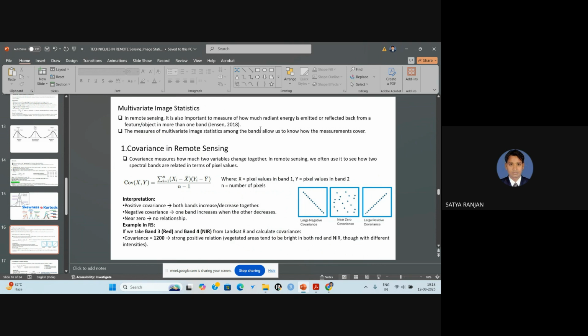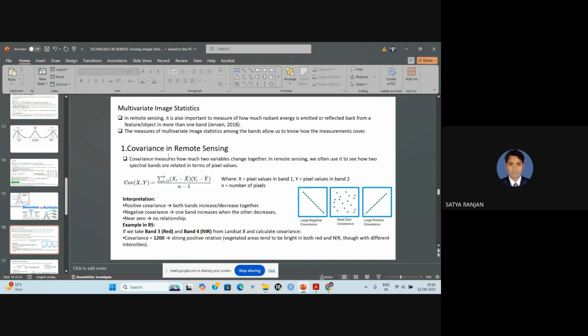Then multivariate image statistics. In remote sensing, it is also important to measure how much radiant energy is emitted or reflected back. So the measure of multivariate image statistics among the bands allows us to know how the measurement is covered.